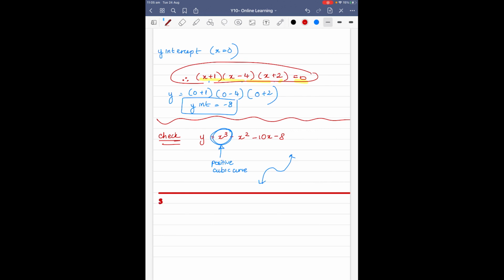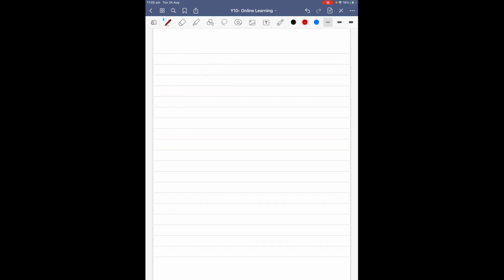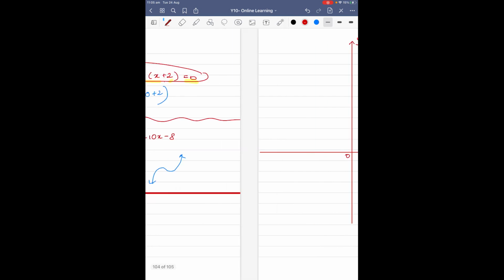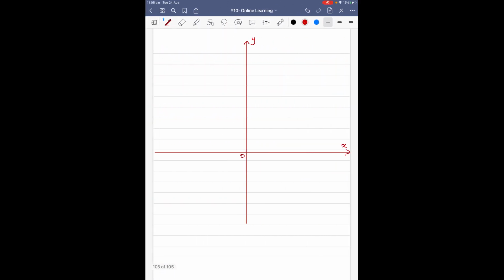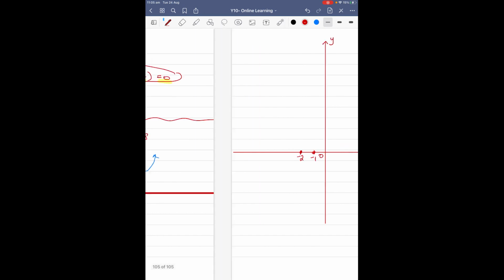Okay, so let's sketch. Whenever you're sketching, make sure you use half a page. Okay, I'll probably do that here as well. We're going to draw our axes. Y-axis, label it with an arrow. X-axis, label it with an X and a 0. Now looking at this, we know -1, 4, and -2 are our x-intercepts. So let's note them down. -1, 4, and -2. Make sure they are in rough estimations. So those are our x-intercepts.